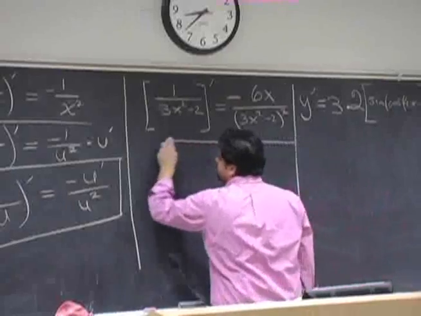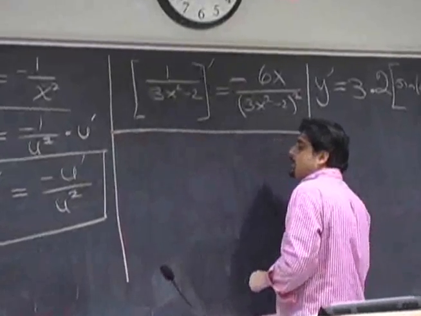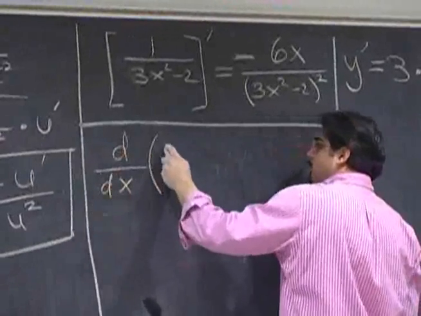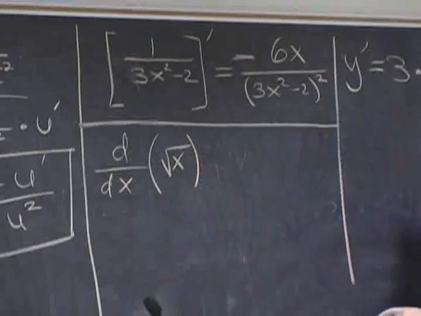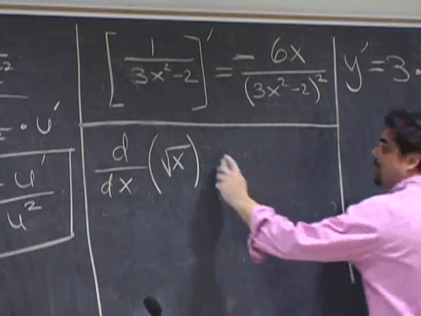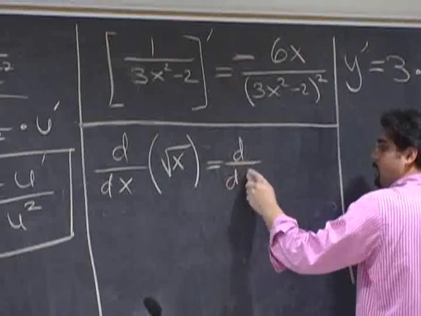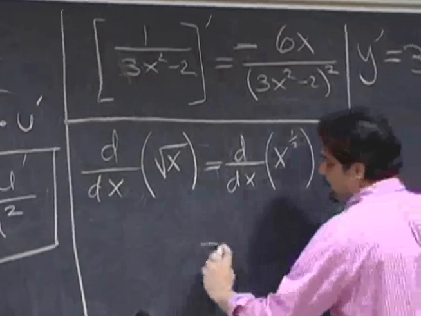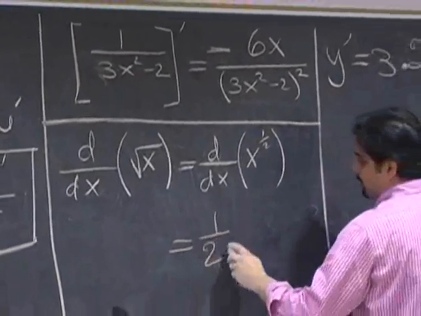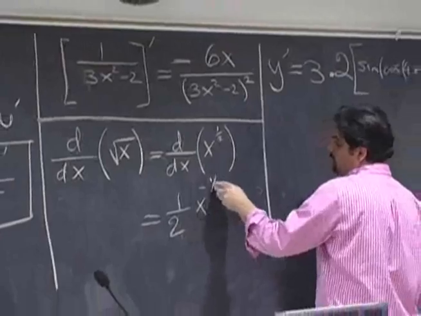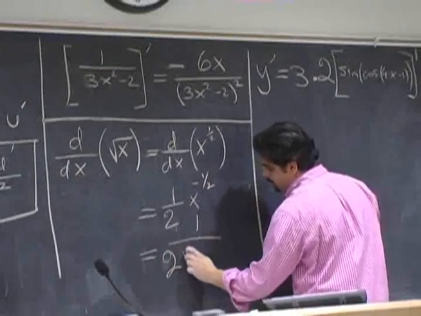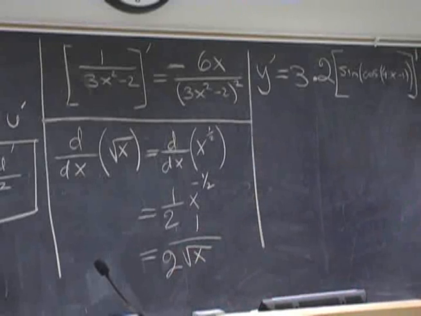Another derivative that constantly appears in your calculations is the derivative of the square root of x. So if I write this as the derivative of x to the half and use the power rule, what do I get? 1/2 x to the negative half. And that's equal to 1 over 2 square root of x, right? Does that make sense? Yeah.